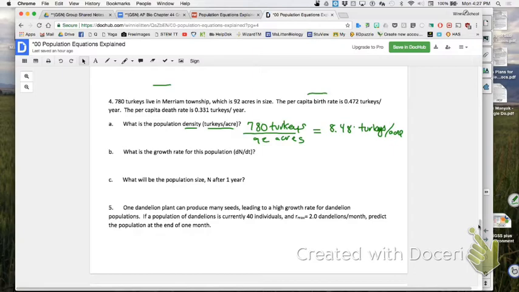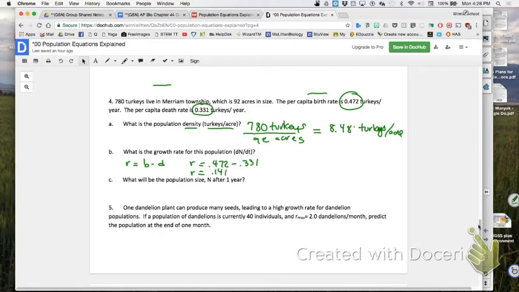What is the growth rate for this population? Okay, so now you're trying to figure out your change in the population over time. So you're solving for first R, and R equals B minus D. So let's see what we have of that. The per capita birth rate is 0.472, and the per capita death rate is 0.331. So R equals 0.472 minus 0.331. So R is equal, if you do the math, to 0.141.